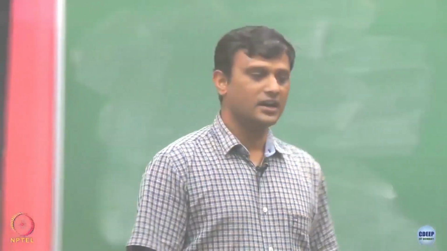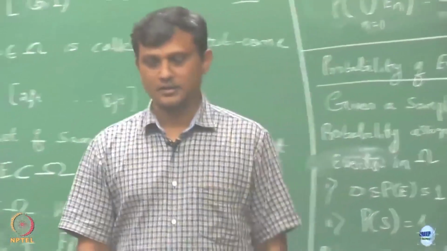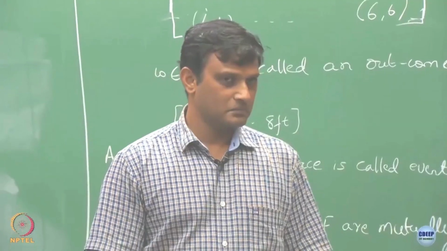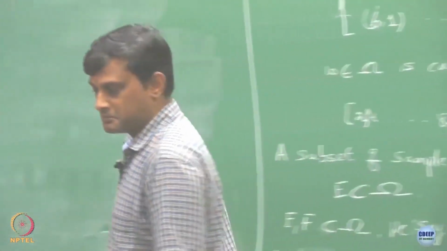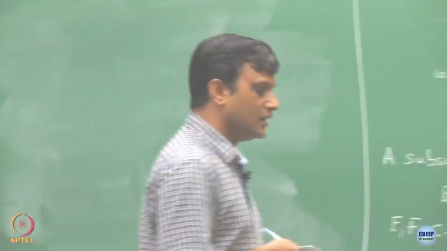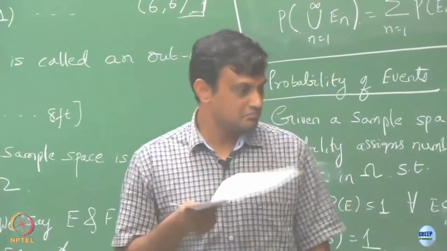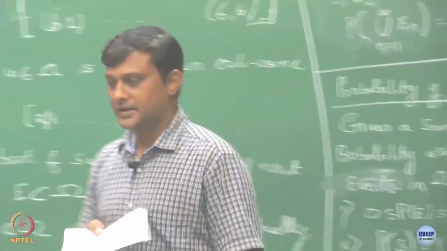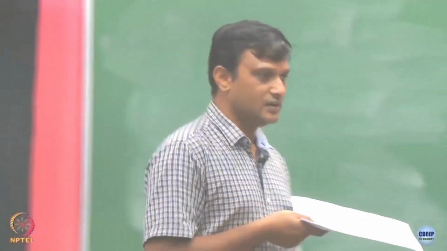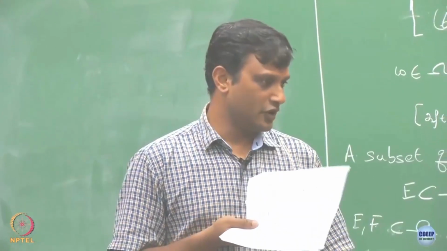So let's say it's a fair coin. What P of h do you want to assign? 1 by 2, right? Both are equally likely. If it's a biased coin, where somebody has tweaked the coin and the likelihood of head is more than tail, then maybe you want to assign probability of head to be something greater than 0.5.